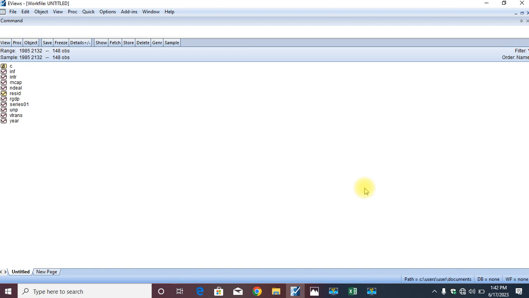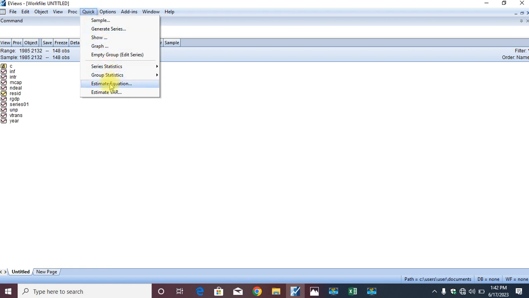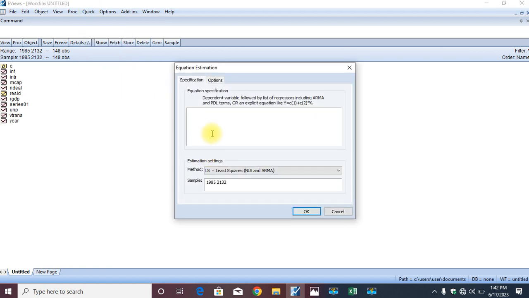To actually estimate the OLS, given the assumption that all the variables in today's class became stationary at level, or they reverted to their mean, then we are going to proceed to perform an OLS expressly. To do an OLS, we also need to interpret it in line with the ceteris paribus assumption. So the first thing to do, if you assume that your variables were stationary at level, you go to Quick. Once you hit Quick, you go to Estimate Equation. Then this equation estimation box will pop up where you see specification, options, and the estimation settings.